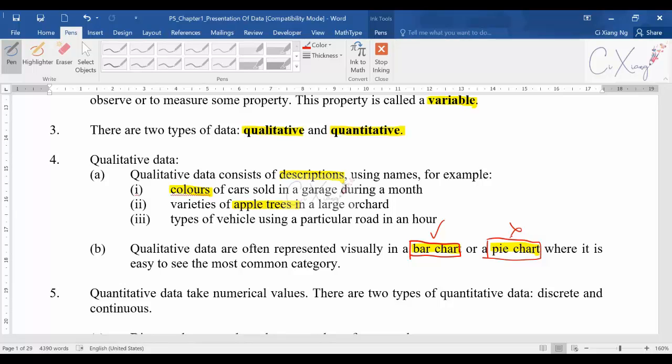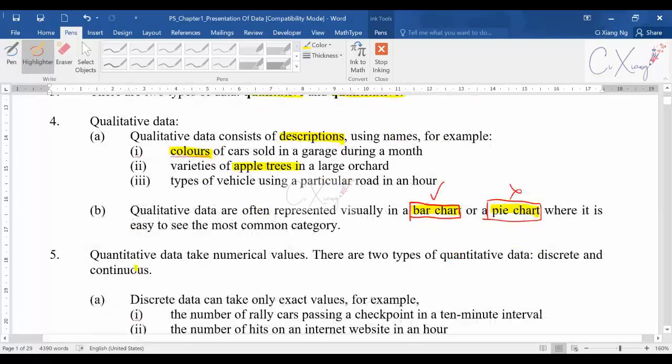Because for a pie chart, it is very troublesome. You need to calculate the angle, you need to calculate the percentage and so on, and then you need to measure the angle when you draw it. So it's very troublesome. Bar chart is still the best if they ask you to draw a graph for qualitative data. Now let's continue to the second type of data, quantitative data.